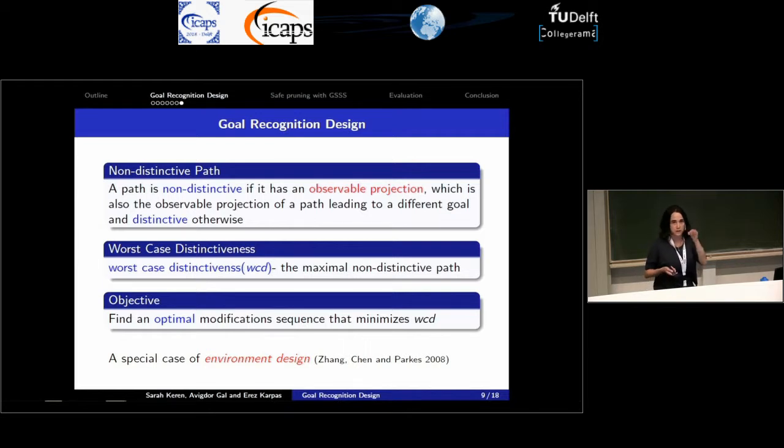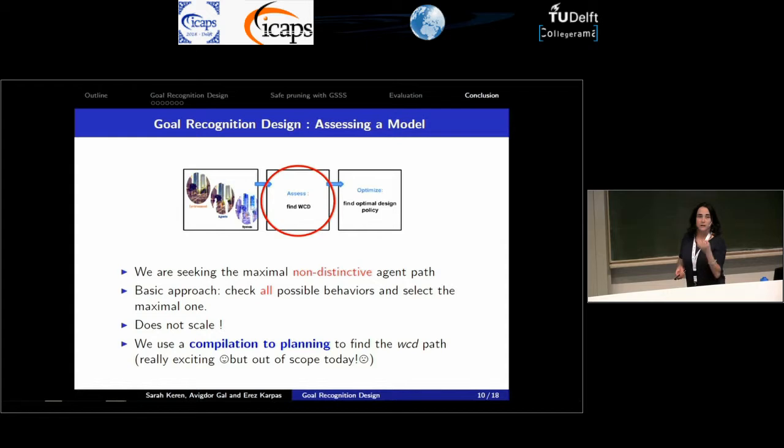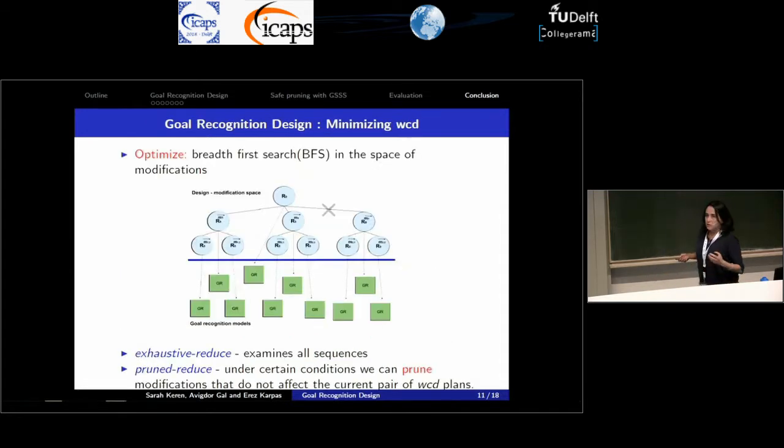So the utility function in our case is the worst-case distinctiveness, which is hard to compute because, as I'll show you in a minute, we calculate the worst-case distinctiveness by compiling our problem into a planning problem. So we use classical planning to calculate the worst-case distinctiveness. To me, this is super cool, but out of scope of this discussion. I only mention this to remind you that when we look at the search, each node in itself is extremely computationally demanding, so we need to find a way to make our search more efficient. Okay, so this is the core of this talk.